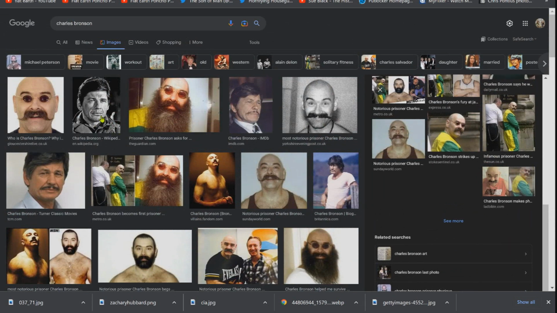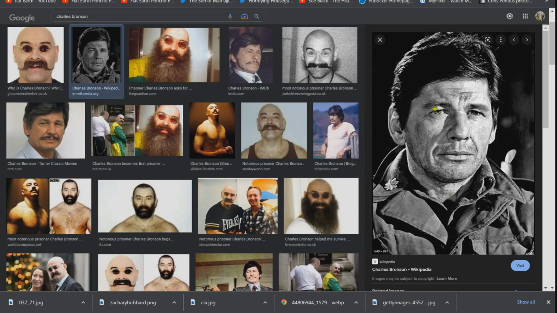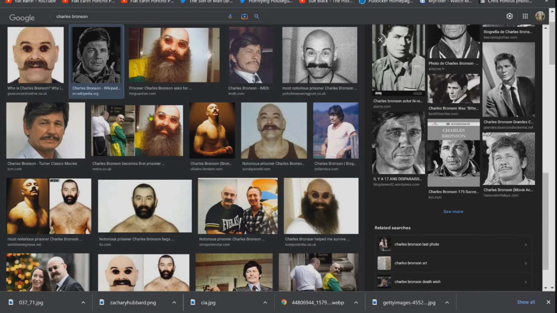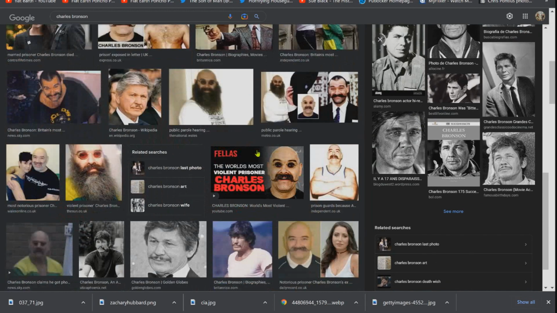We're looking for this Charles Bronson now. Small face, small features, feminine lips, small, well, quite big ears, but they can be, what's the word I'm looking for? Made bigger by plastic surgery. So ears are not a good tell sign for you. Where are we? Charles Bronson.